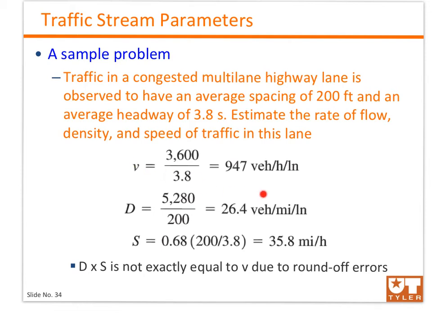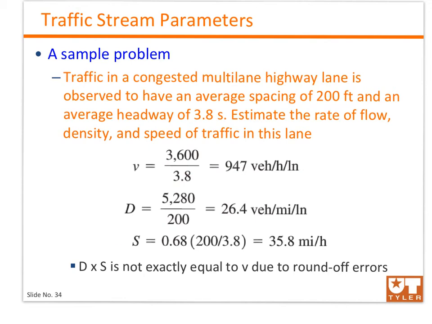The very first thing that we can get is the rate of flow. As we said, it's 3600, which is a constant number of seconds per hour, over 3.8, the average headway. Dividing 3600 seconds by the average headway gives an estimate of the rate of flow equal to 947 vehicles per hour per lane. The density can also be defined as 5280 over 200, the average spacing. If you divide 1 mile, which is 5280 feet, by 200 feet, that gives an estimated density of 26.4 vehicles per mile per lane.